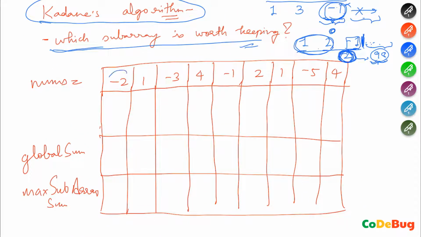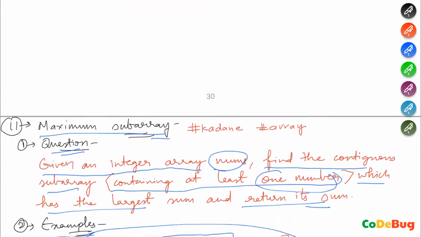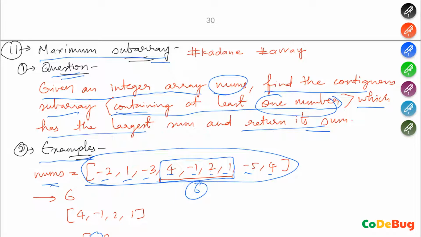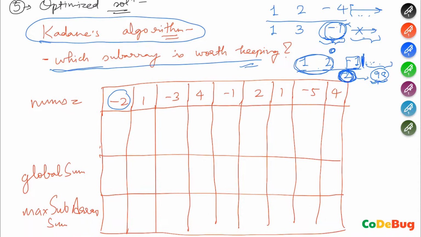So if we have -2, and in the question we saw one thing, that the subarrays should contain at least one number. So if we have, let's say, all negative numbers, right? So -2, -3 and -1. In this case, what will be the maximum subarray? It will be -1.